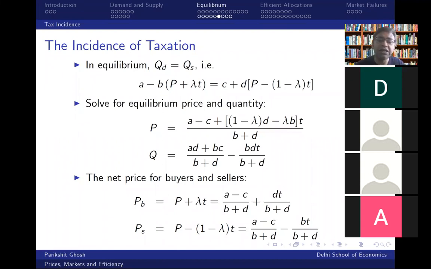So the equilibrium quantity Q does not depend on lambda, and the price which each side is paying does not depend on lambda, right? The gross market price does depend on lambda, but after adjusting for taxes, how much buyers and sellers are paying depends on T, that 12.4%, but it does not depend on that 50-50 split in the Social Security taxation form, right? That's what we arrive at.